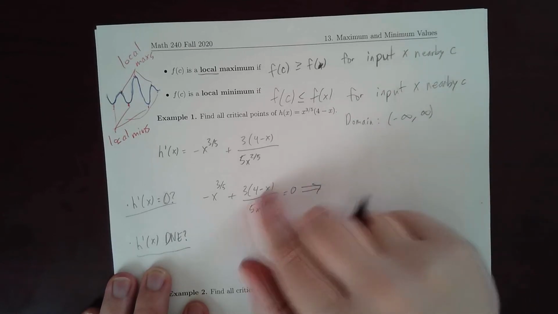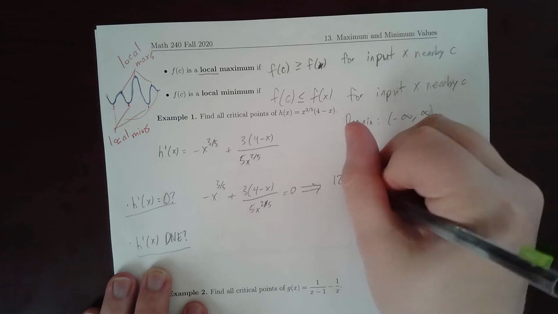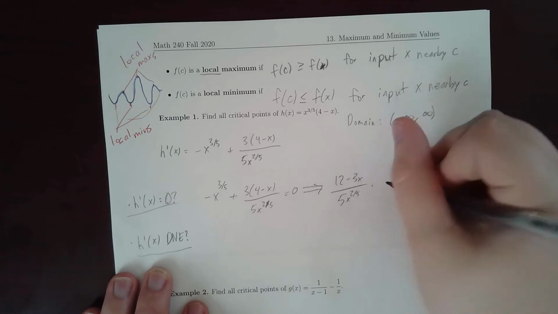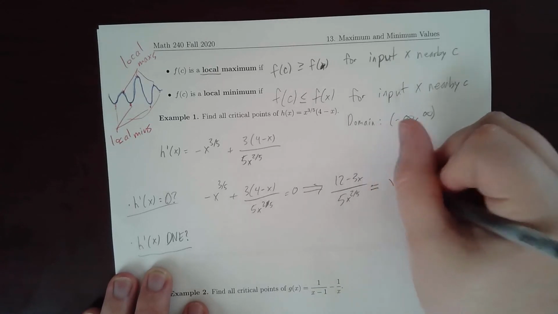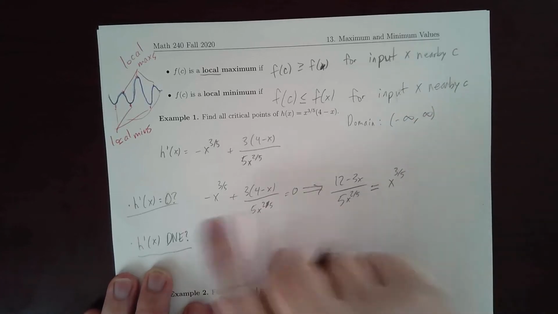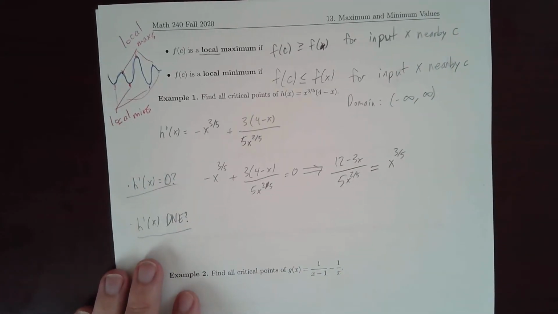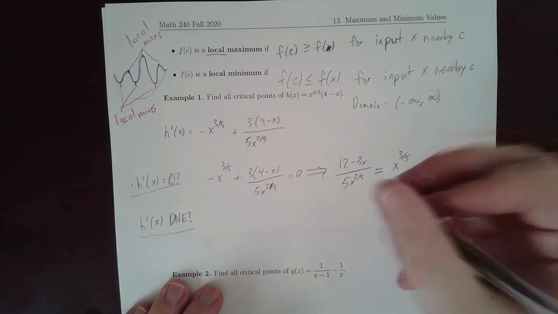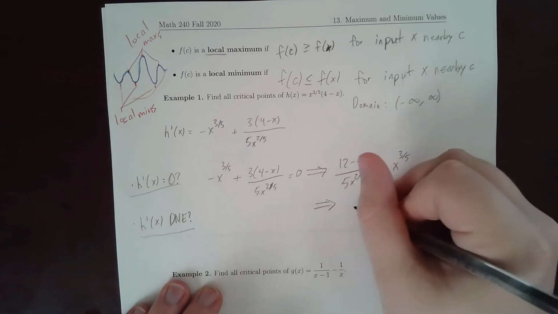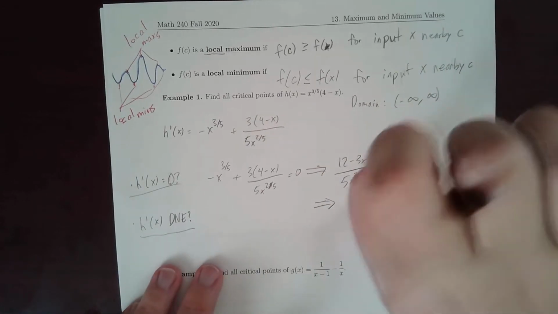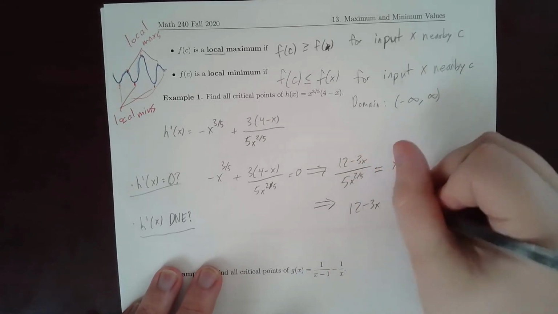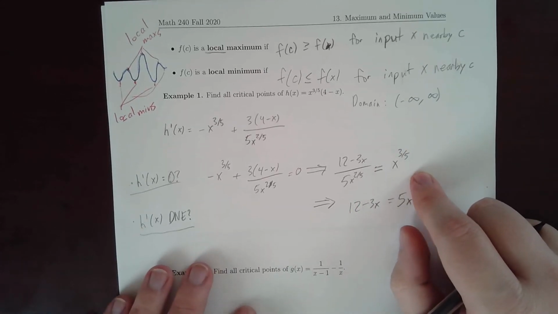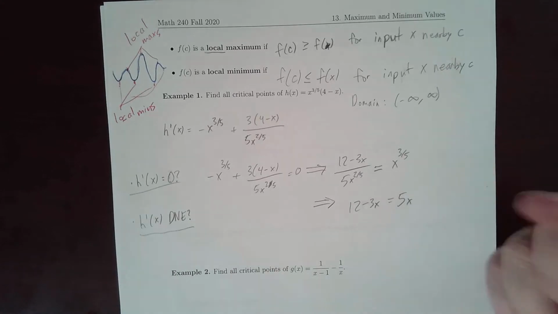so in rearranging, I'm going to go ahead and distribute this 3 finally. We'll get 12 minus 3x over 5x to the 2/5 equals x to the 3/5. So we'll go ahead and add x to the 3/5 over to both sides. Now from here we can go ahead and multiply 5x to the 2/5 over here. And what we'll get when we do this is 12 minus 3x equals 5x. So x to the 2/5 times x to the 3/5 is going to give us x to the first because we add those exponents together.